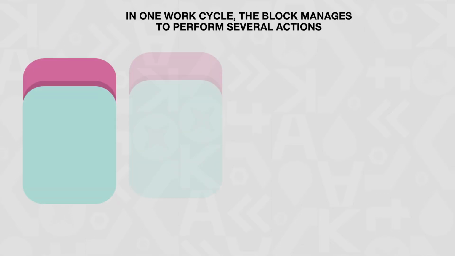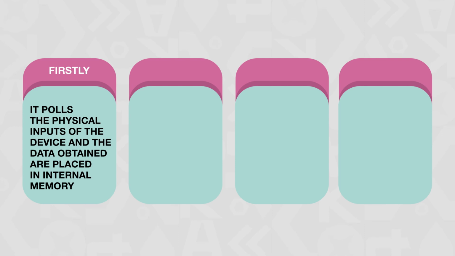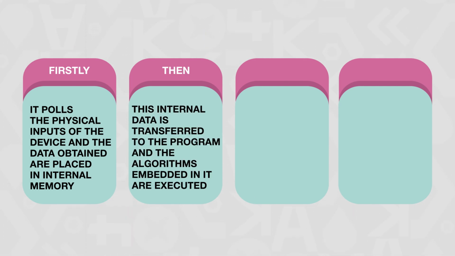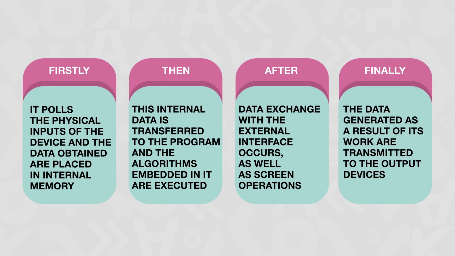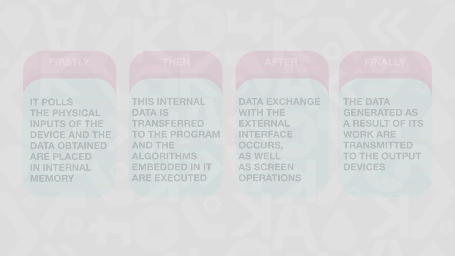In one work cycle, the block manages to perform several actions. Firstly, it polls the physical inputs of the device, and the data obtained are placed in internal memory. Then, this internal data is transferred to the program, and the algorithms embedded in it are executed. After that, data exchange with the external interface occurs, as well as screen operations. Finally, the data generated as a result of its work are transmitted to the output devices.